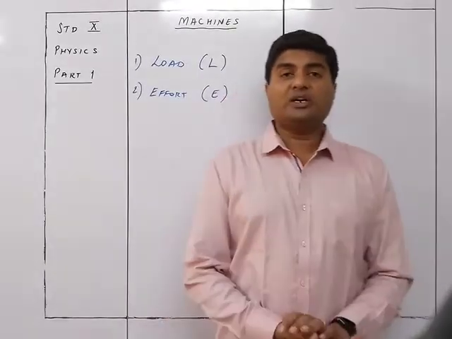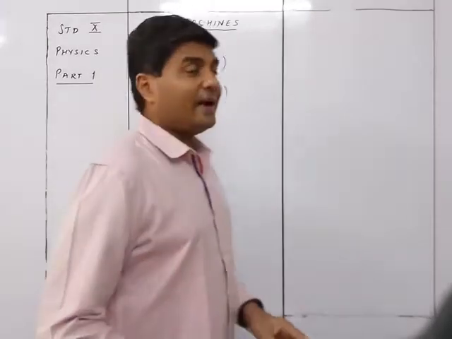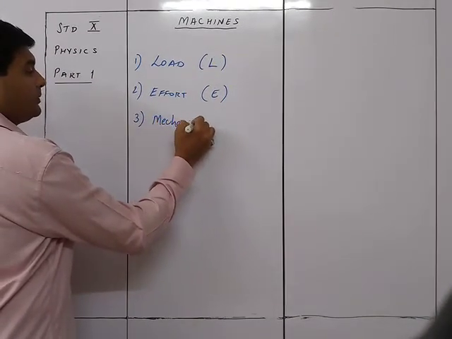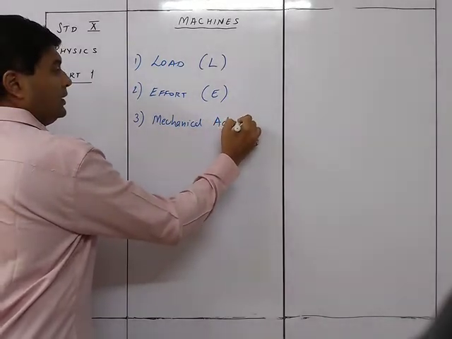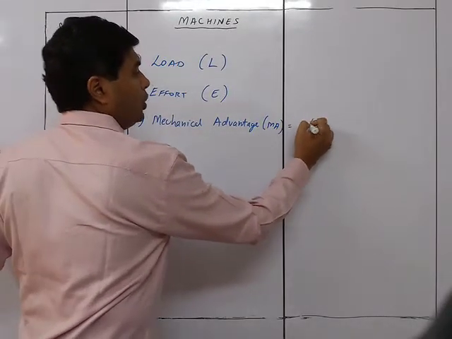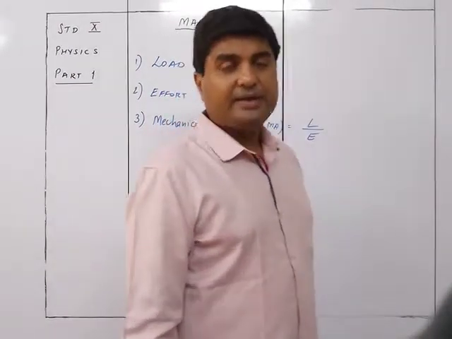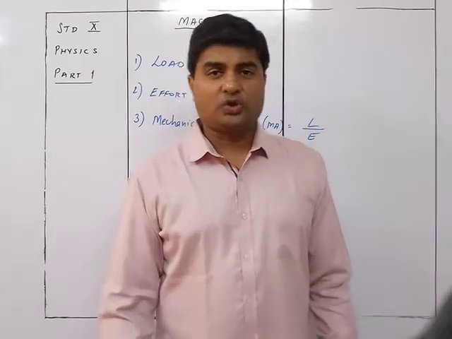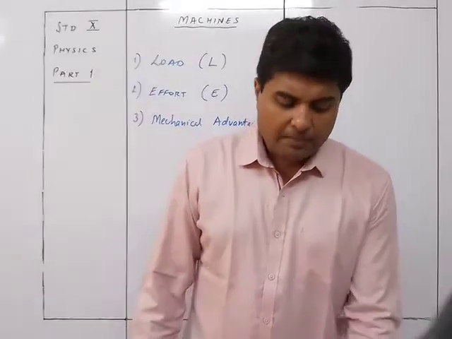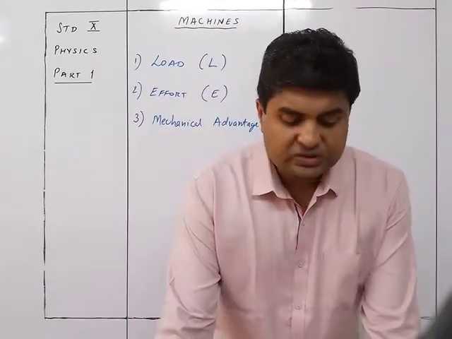Accordingly, we have the first formula over here, that is the ratio of load upon effort, and that ratio of load upon effort is called mechanical advantage. So mechanical advantage, MA, is equal to load upon effort. The ratio of the load to the effort is called the mechanical advantage of the machine. Mechanical advantage MA is equal to L upon E.